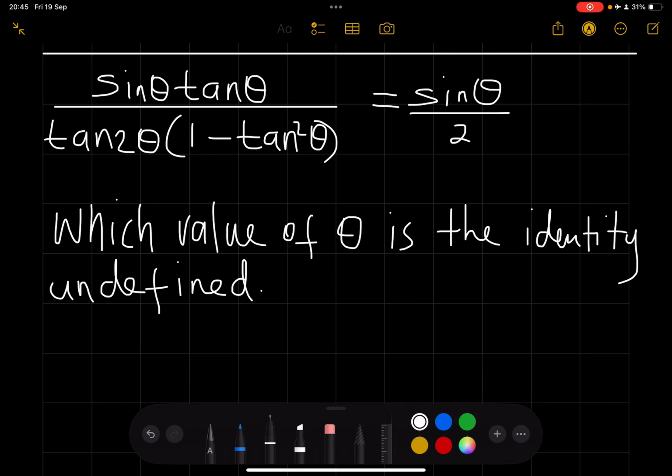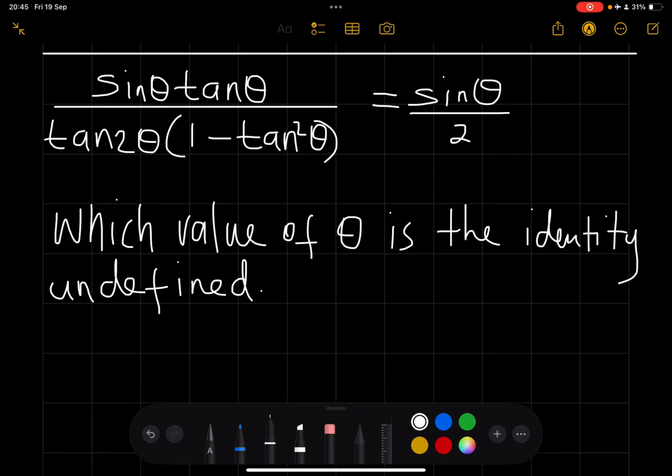We are given the identity above, and we are asked for which values of theta the identity is undefined. This is given as an identity, which means it should work for most values of theta, but sometimes the maths will break down. We must find the values of theta where this is undefined.